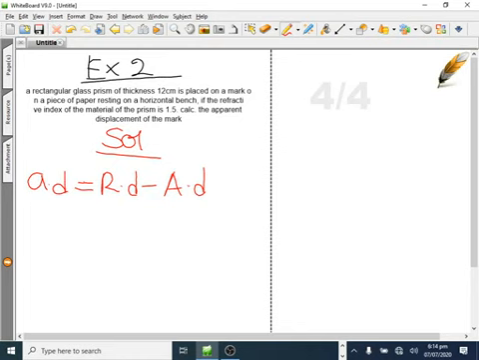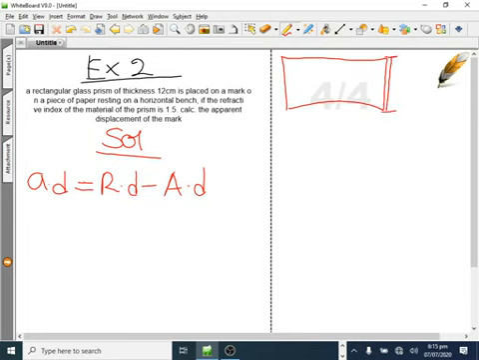What are the parameters we have? First, we have the thickness of the prism. Let me show you what I mean by that. This is your rectangular block. This is the thickness, right?